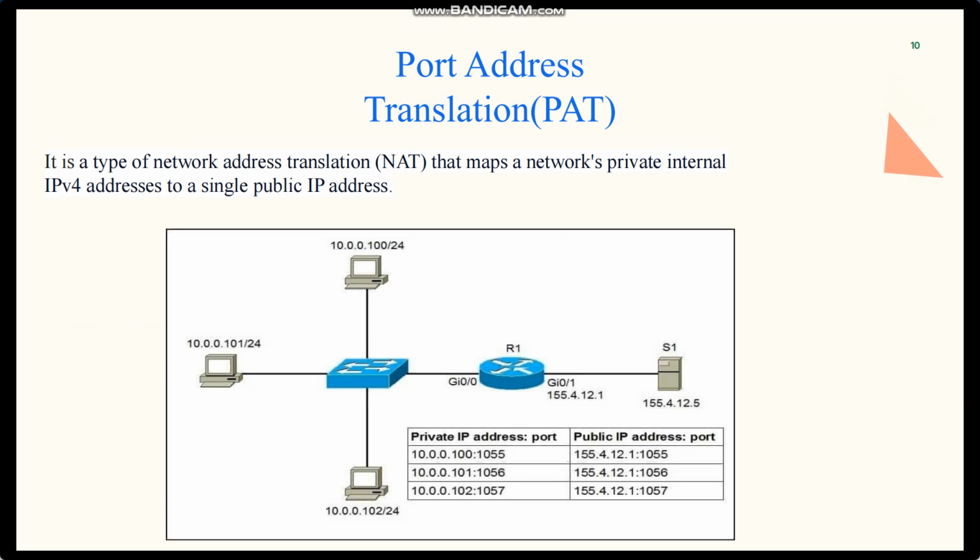Thirdly, we know about PAT, port address translation. Basically, it is a type of network address translation that maps a network's private IPv4 addresses to a single public IP address. Here we can see the same thing. This is similar to NAT, but with PAT it translates the protocol used by the devices. This allows devices that use different protocols such as IPv4 and IPv6 to communicate with each other through the network address translation device.